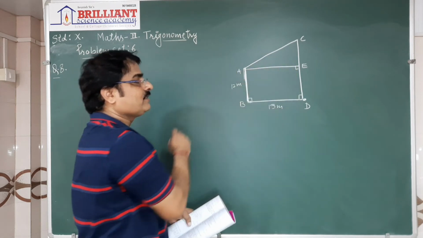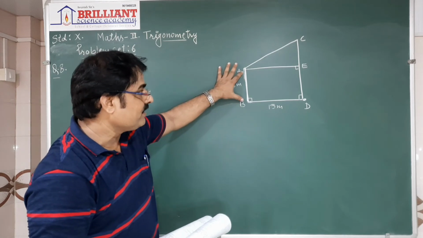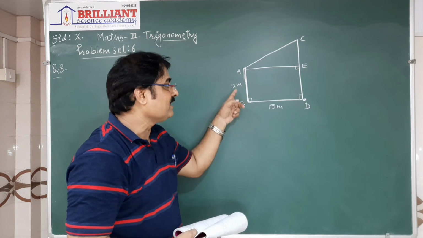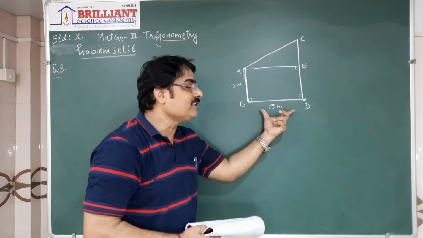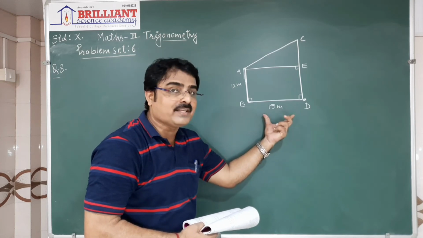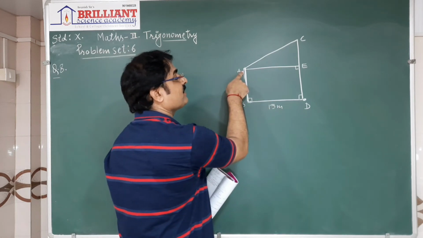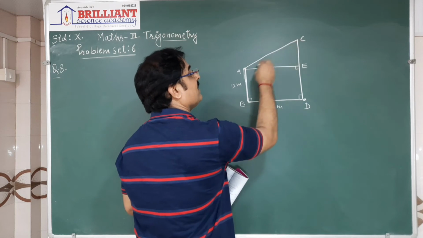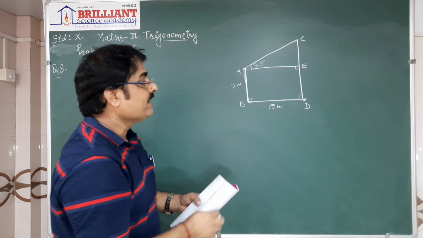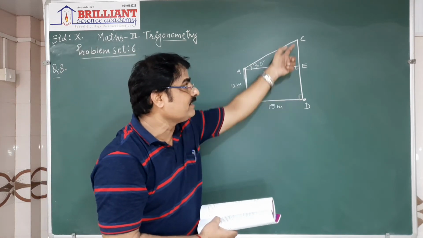So in this situation, in this diagram, two buildings are there. AB is the first building and CD is the second building. Height of the first building is given as 12 meter and this is BD. BD क्या रिप्रेजेंट कर रहा है? Width of the road which is given as 15 meter, and the angle of elevation from the top of the first building to the top of the second building is given as 30 degree. Now we will find the height of the second building. It means we will find segment CD.